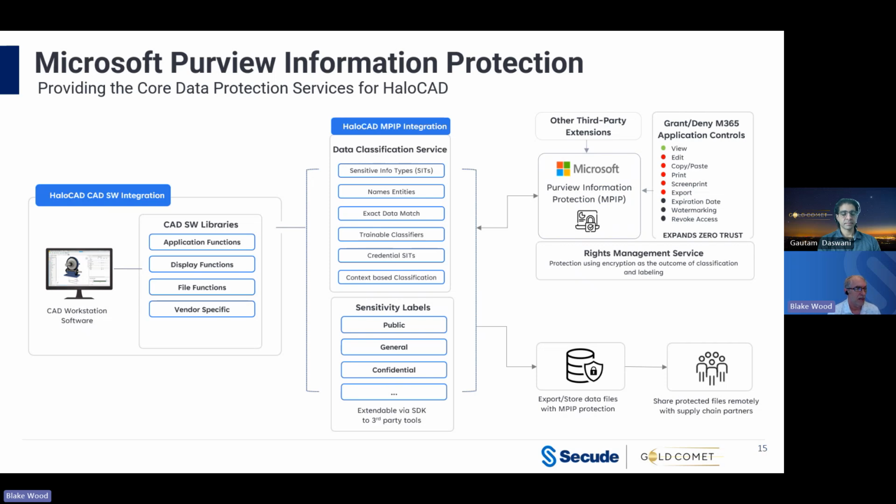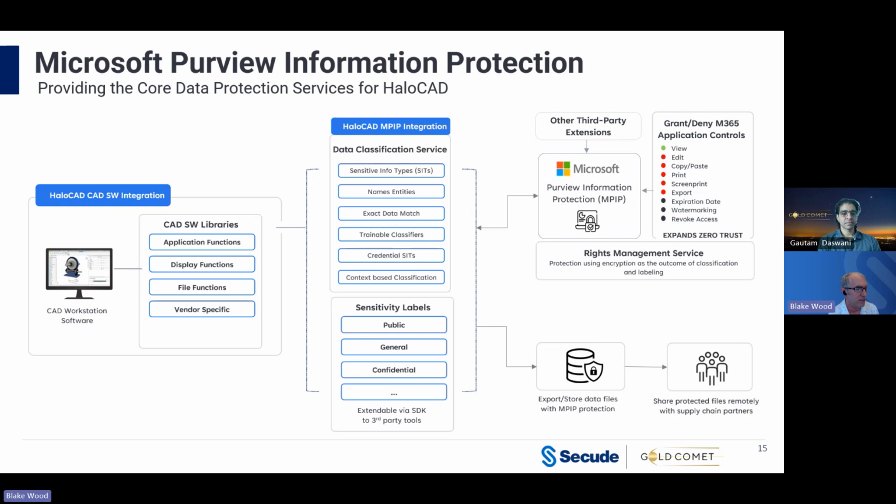And so we can also do things like restrict edit, copy, paste, print, even the ability to print screen, the ability to export. We can assign an expiration date to that. We can watermark the file in some cases. Or we can instantly revoke access from anyone that we've shared the file with. So this is a great way, especially for collaboration. It's a great way to ensure a few things.